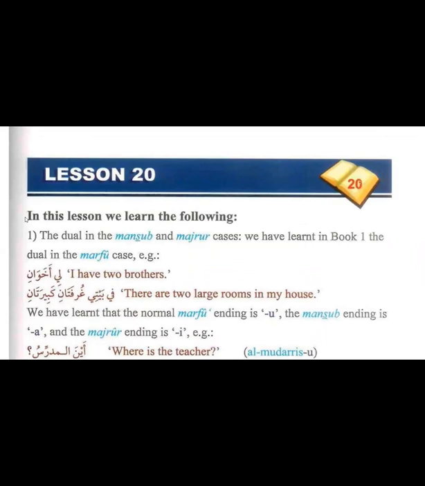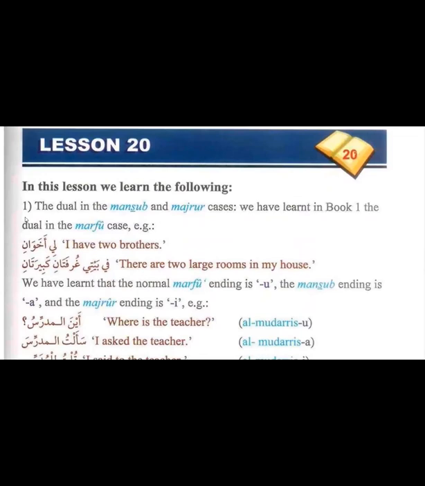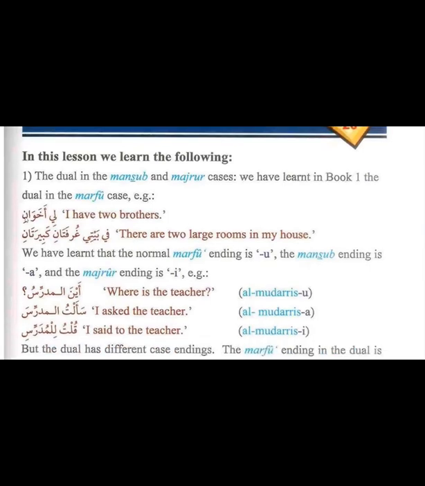Lesson 20. In this lesson, we learn the following. Point number one, the dual in the Mansub and Majroor cases. We have learned in book one the dual in the Marfu case. Example: Li akhwani, I have two brothers. Fi baiti ghurfatani kabiratani, there are two large rooms in my house. We have learned that the normal marfu ending is Dhamma, the mansub ending is fatha, and the majroor ending is kasra.